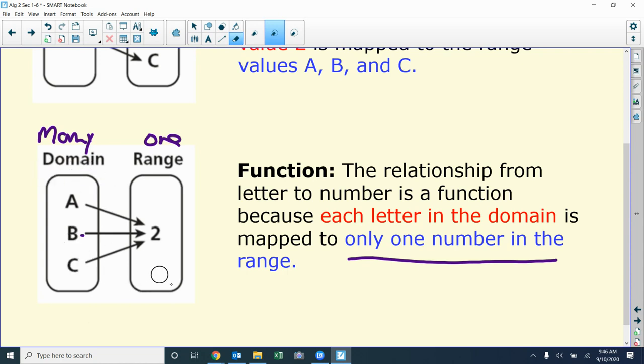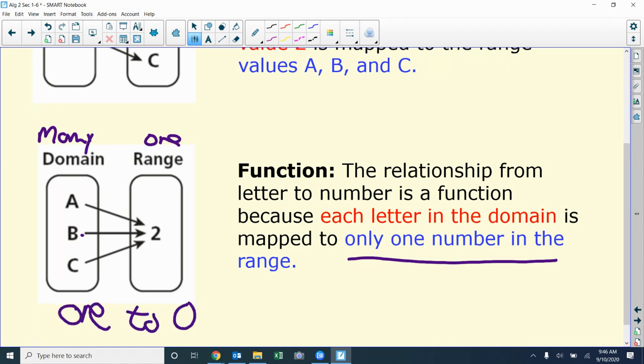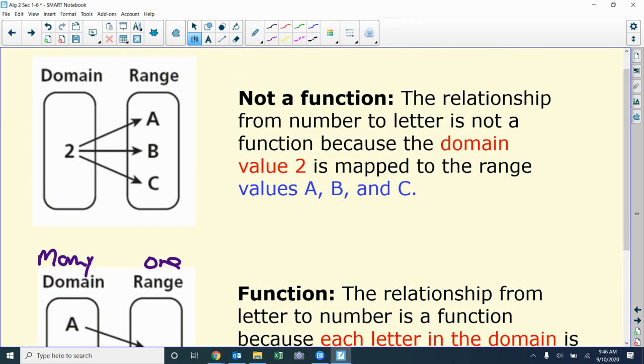So many-to-one, and the other type is one-to-one. I'm hoping maybe you can think about your cell phone and get this down in your head. Now, the opposite is not, okay? Because if I hit the number 2, I don't know what letter it means, you see? The input can go to A, B, or C.